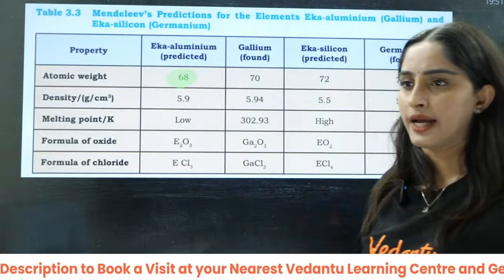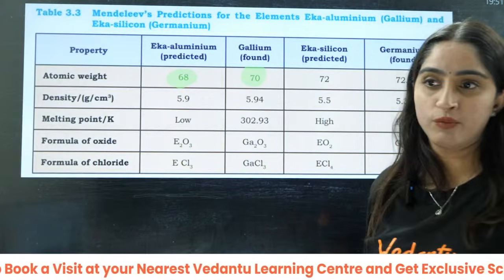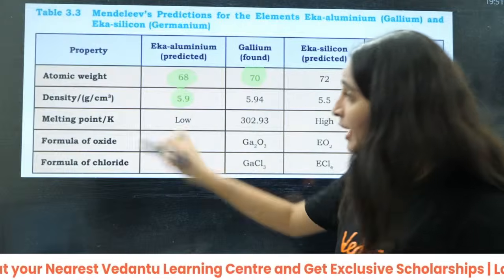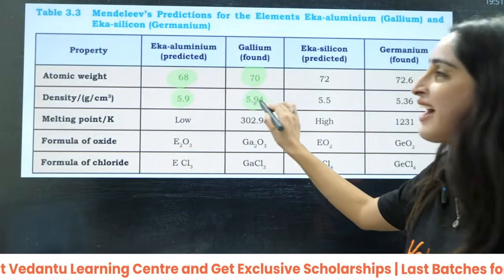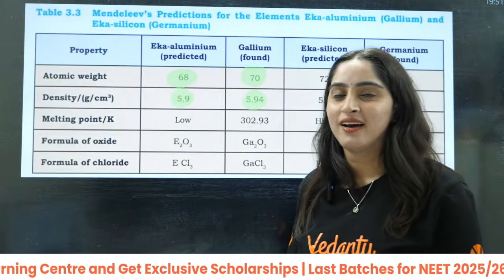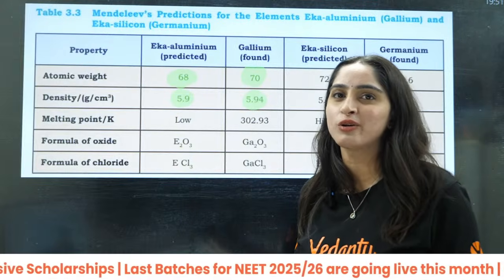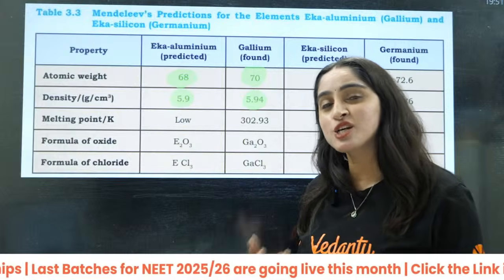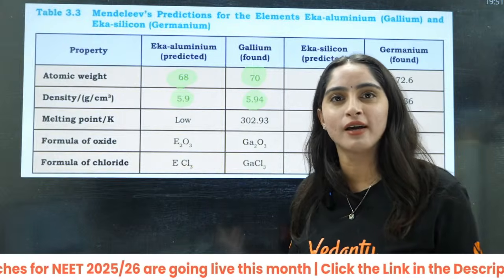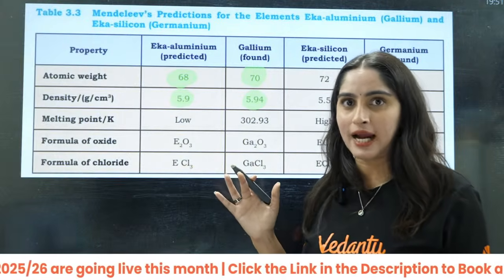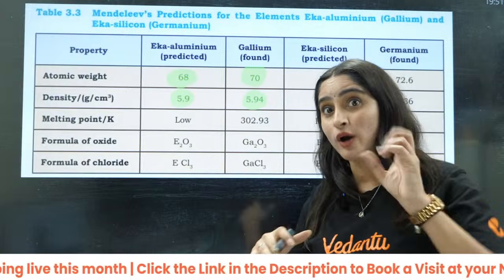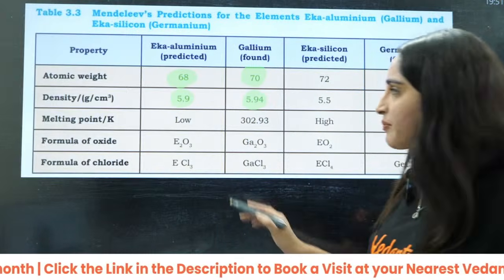Predicted was 68. Found was 70. Oh my God. Predicted was 5.8. Found was 5.94. Oh my God. We don't even know the full question. Ma'am, even then we are not able to solve the question. He just predicted something which was not discovered. He predicted the properties, right? Based on the trends, based on the periodicities, right? That was the biggest achievement.